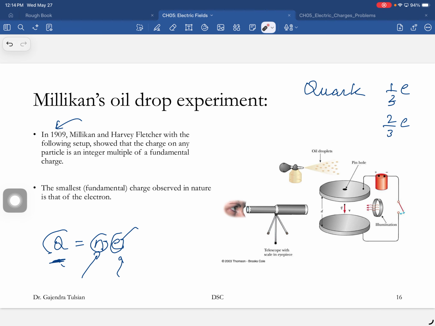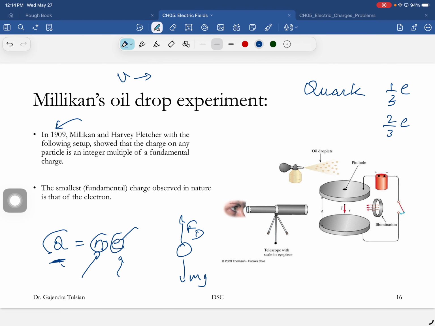Drag. The drag force. If something is falling and it reaches terminal velocity, what that means is its weight is equal to the drag force. So just like that, you squirt a bunch of oil. These oil drops will reach terminal velocity. The drops are tiny, you look at them through this telescope, and you measure the terminal velocity. And the terminal velocity gives you the mass of the drop. You can calculate the mass of the drop from there.